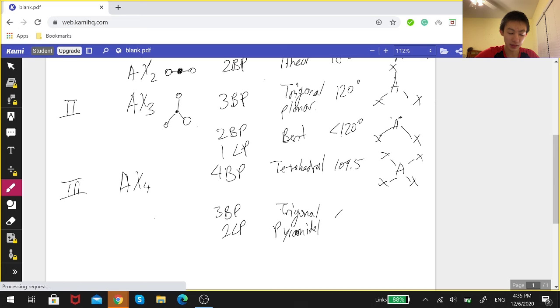Now next we have 3 BP and 1 LP, and that is called trigonal pyramidal. And it has an angle of less than 109.5. It's gonna look like A, 1, 2, 3, X, X, X, and a lone pair over here.